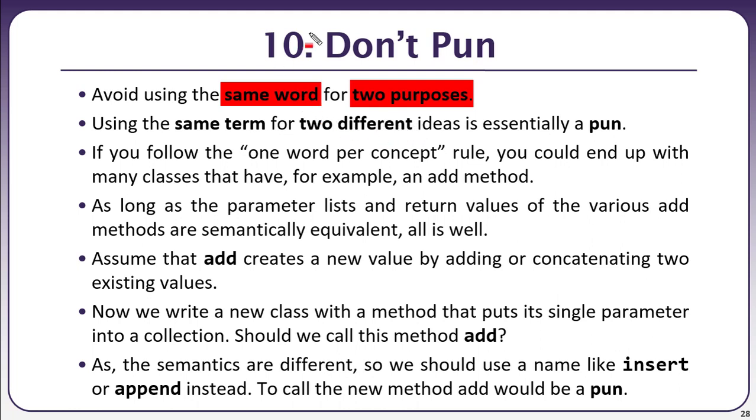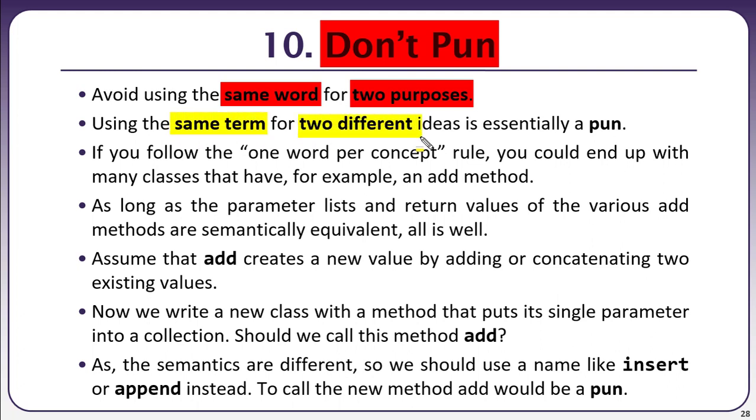So, well, the guideline says that do not pun. So by pun we mean that we are using the same term for two different ideas. So whenever we are doing that, that means we are essentially doing a pun. So if you follow the one word per concept rule जो कि हमने अभी पहले बात की, you could end up with many classes that have, for example, an add method. Of course हमने कहा that you should be consistent with the names. अगर मैं कुछ records add करना चाह रहा हूँ and ये functionality is present in different classes, so the names should be consistent.